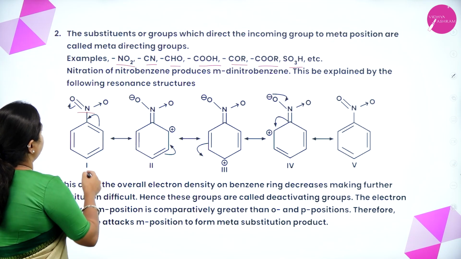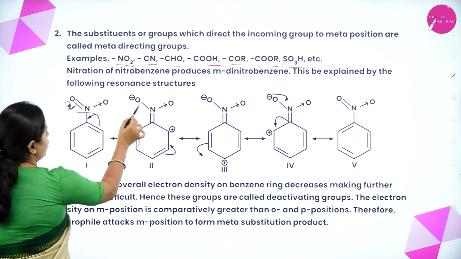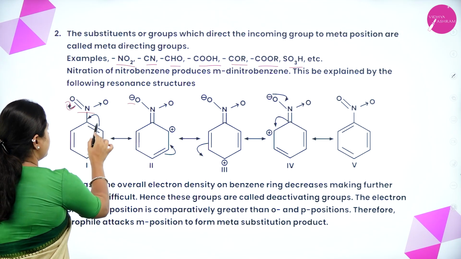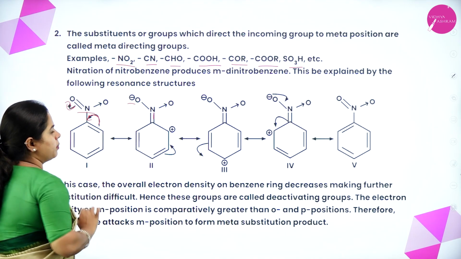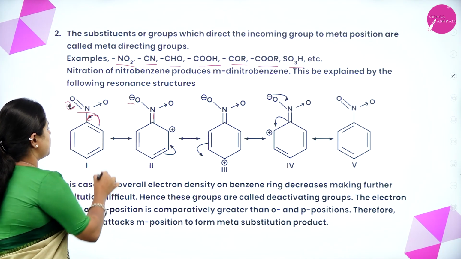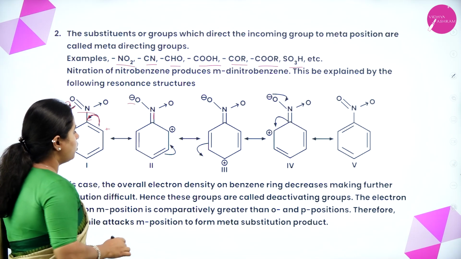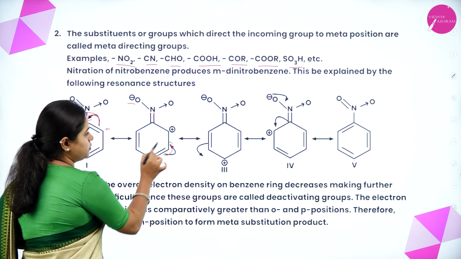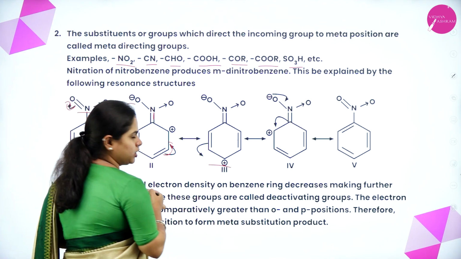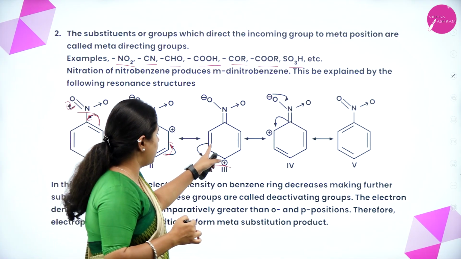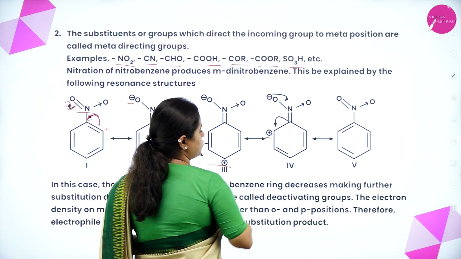Okay. So now what happens here? This double bond shifts here and you will get a negative charge here. And the double bond shifts here. What happened? This will become a double bond. As a double bond shifted here, you will get a positive charge here, which is shown here. Right. Okay. Now what happens? This double bond will shift here. The double bond will come here. The positive charge will come here. Now in the next step, the double bond shifts here and the positive charge comes here.